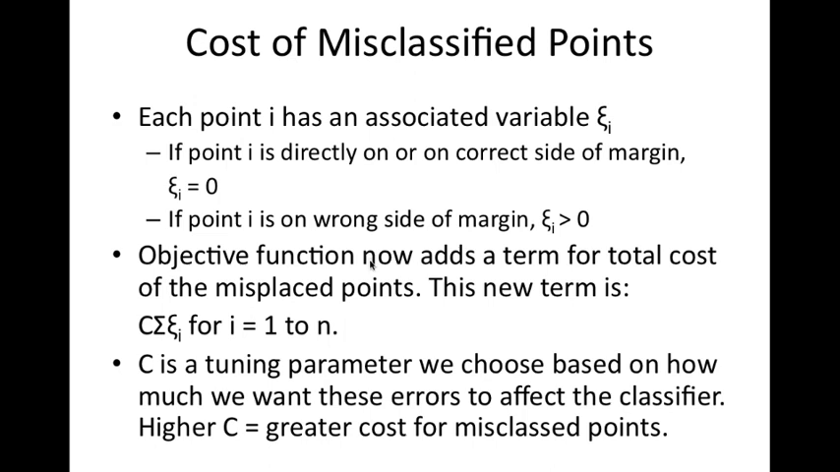And then the objective function is going to include a term for the total cost of all of these misplaced points. And that term is C times the sum of all of the xi sub i for i from 1 to n, n being the total number of points. C, which we just introduced, is a tuning parameter that we can just select of our own choosing, depending on how much we want these errors to affect the classifier. So as this goes up, it multiplies all of the errors more, meaning the errors are considered to a greater extent.